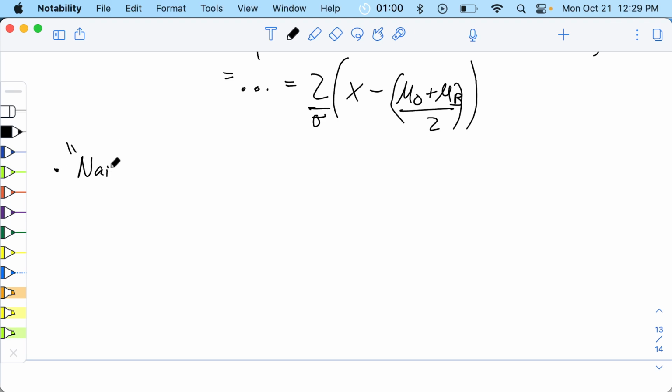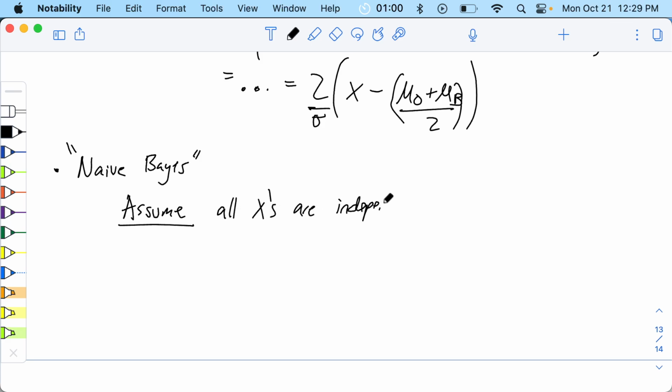And this is, again, just some assumption that is made. What you do in naive Bayes, you assume all x's are independent given the class. Maybe I should say conditionally independent to warn you. They're not really independent. They're conditionally independent given the class.